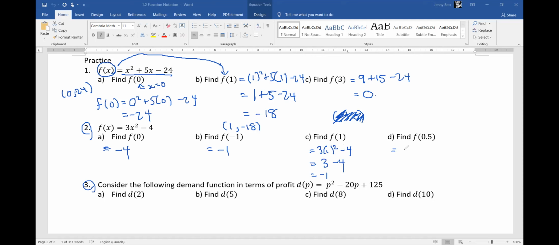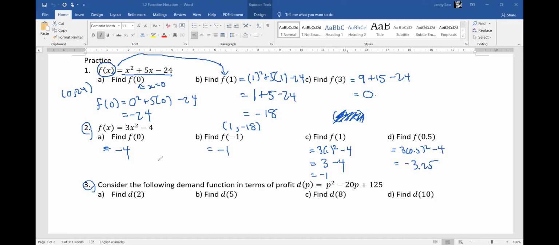And lastly, you might have needed a calculator for this one. Ivan's not here. Marin? Correct. 0.25, 0.75, negative 3.25. You're right.